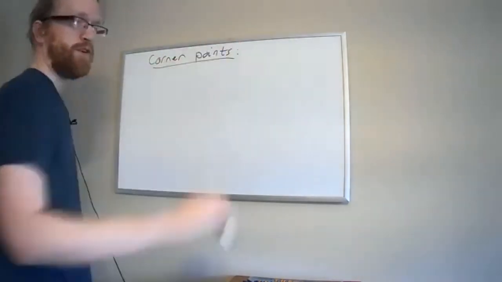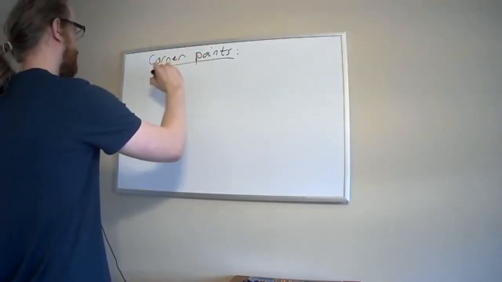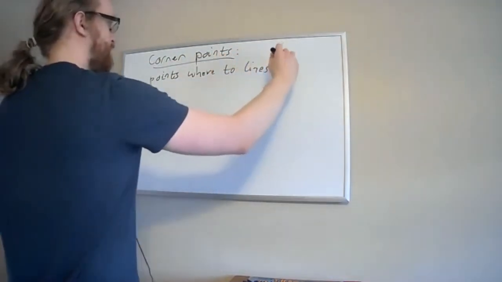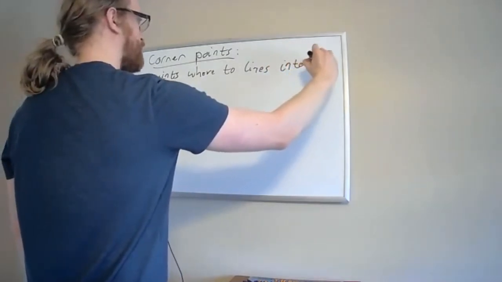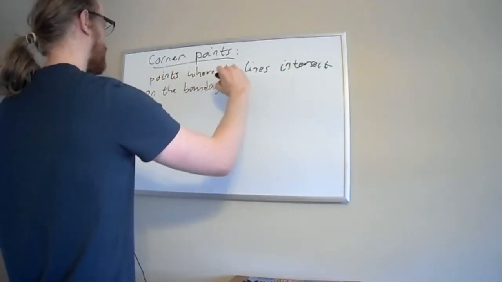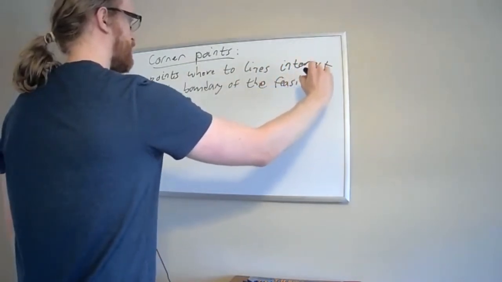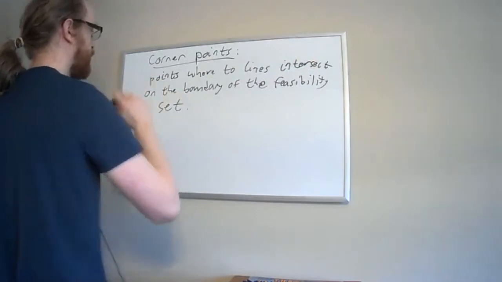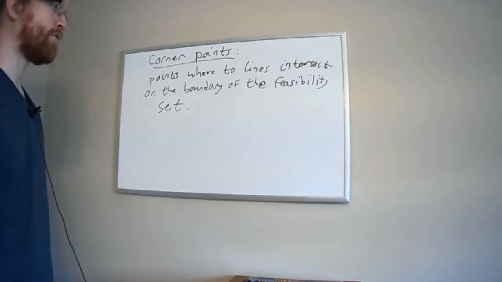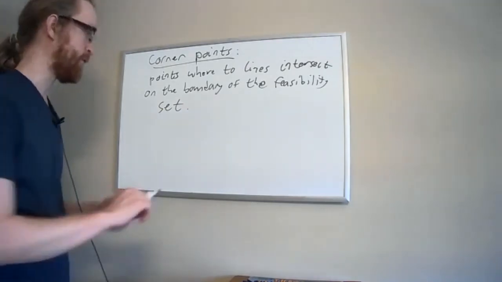And so let me tell you what those are. Corner points are points where two lines intersect on the boundary of the feasible set. So if you remember from yesterday, when we graph our system of inequalities, I get a solution set where all my inequalities overlap. We called that solution set the feasibility set. And so the corner points are where lines are intersecting on the boundary of that feasibility set.